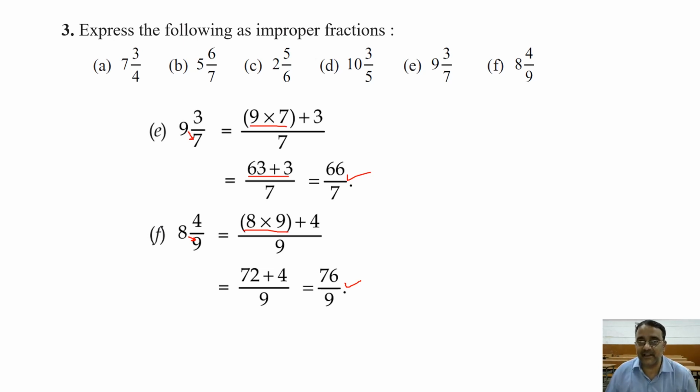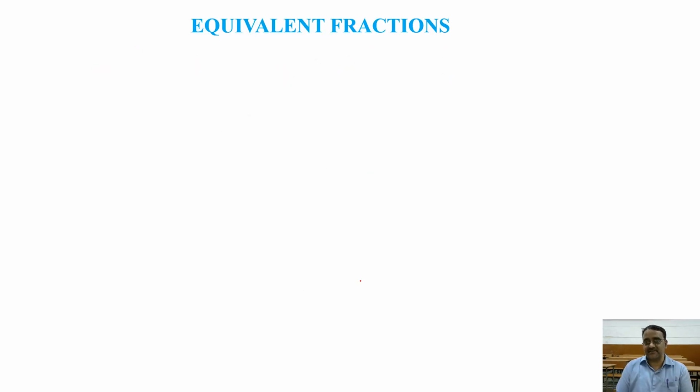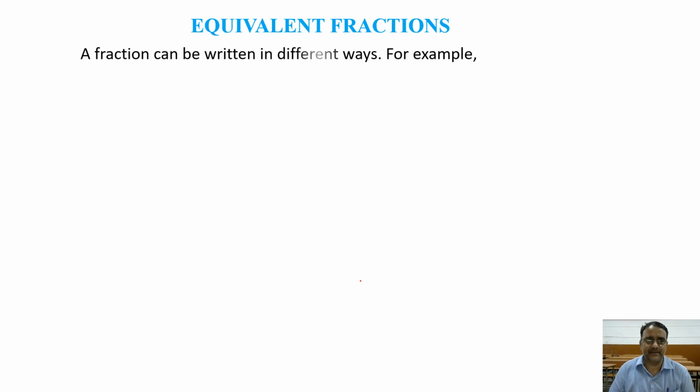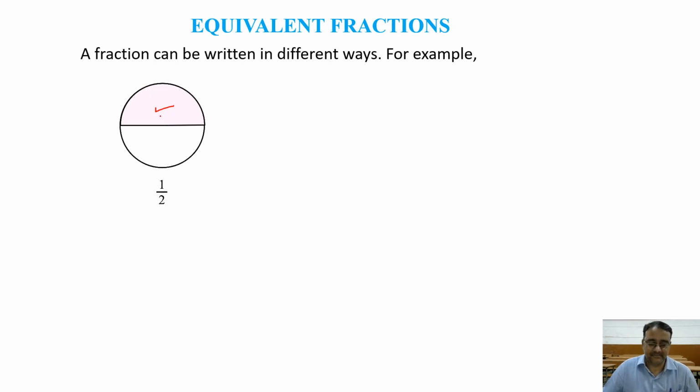Now we are moving toward the next topic, equivalent fractions. Right. A fraction can be written in different ways. I will show one example. See, यहाँ पे shaded portion कितना है देखो? 1. Only one part is the shaded. ये shaded दिख रहा है कि नहीं?